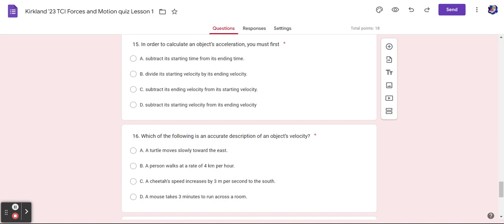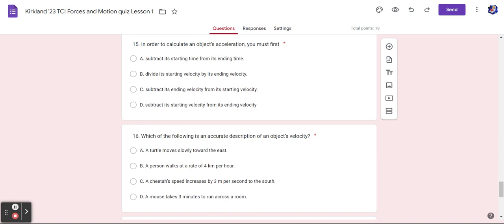Number 15. In order to calculate an object's acceleration, you must first A, subtract its starting time from its ending time, B, divide its starting velocity by its ending velocity, C, subtract its ending velocity from its starting velocity, or D, subtract its starting velocity from its ending velocity.